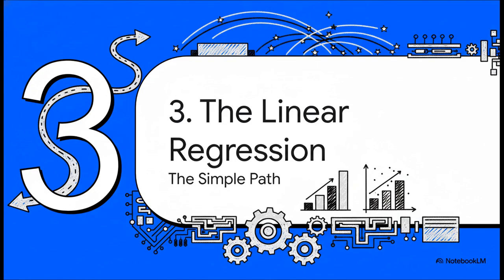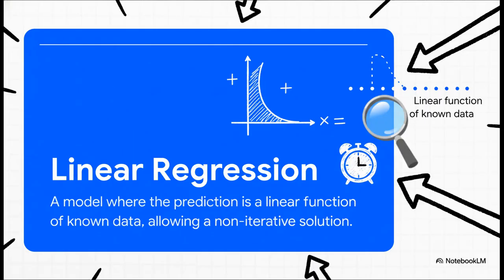Okay, let's start our journey on the easiest path. We're going to look at models that are, frankly, just easy to solve, and that makes them a fantastic place to start. Now, the key phrase here is linear function of known data. What does that actually mean for us? It means speed. It means we can solve for the best model parameters directly in one single calculation. There's no long, drawn-out process of guessing and checking. That makes these models incredibly fast and efficient.